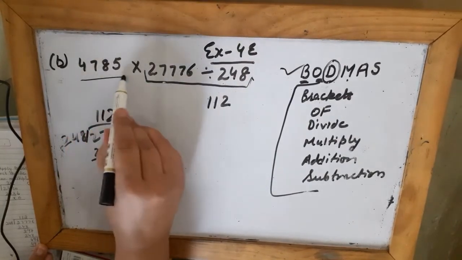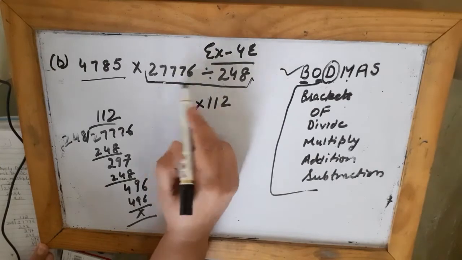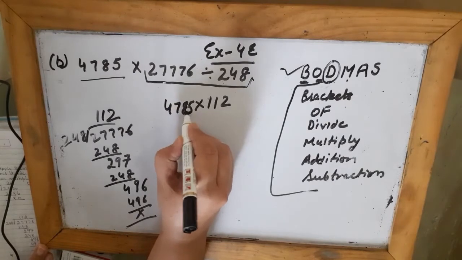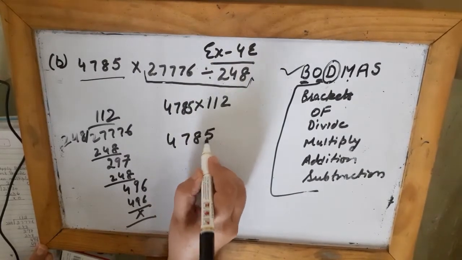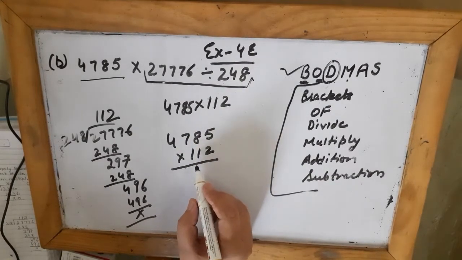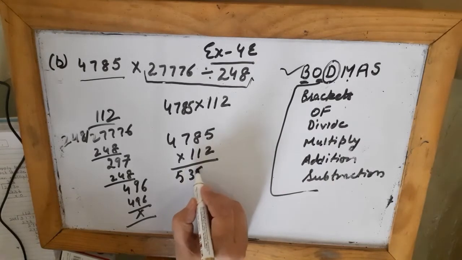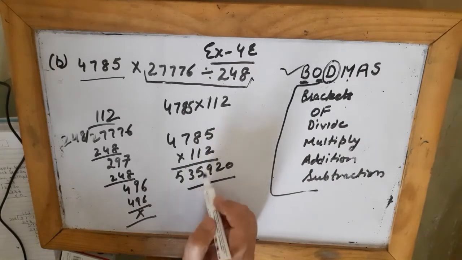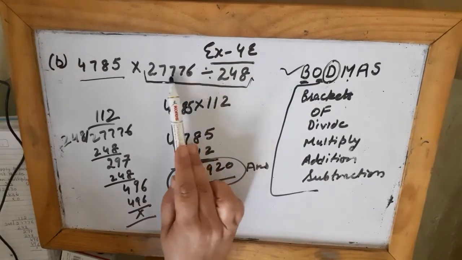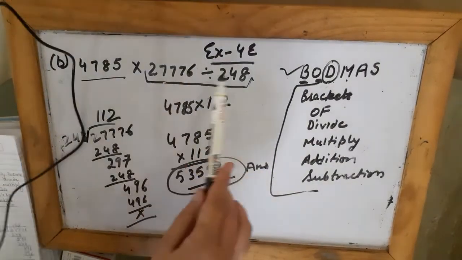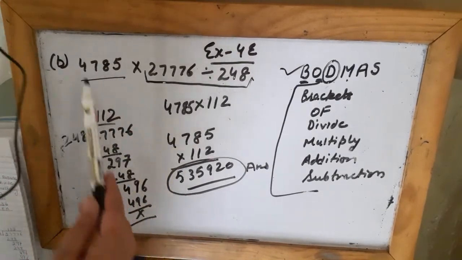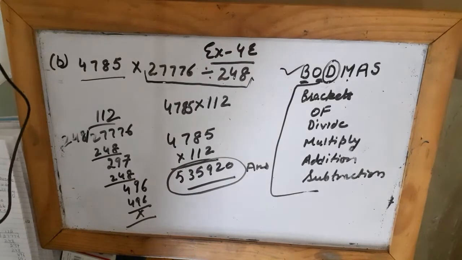Now I'm left with 4785. So this answer that you get after dividing these two numbers, you multiply with 4785. So when you multiply 4785 with 112, the answer you will get is 535920. So you multiply and get the answer. So this will be the answer. So what I did, first I divided using the BODMAS rule. First I divided these two numbers and with its answer I multiplied this number. So when you multiply this number with its answer, you will get this answer.